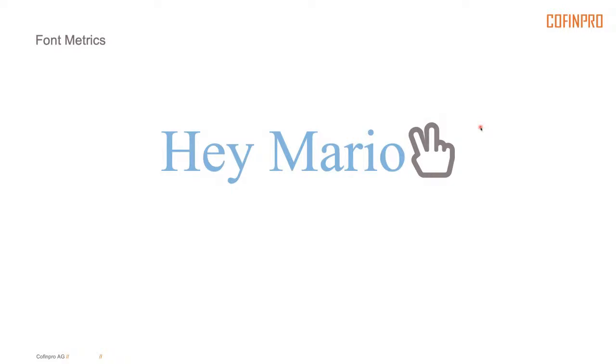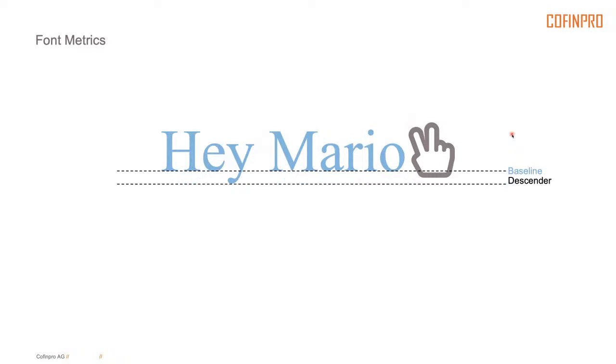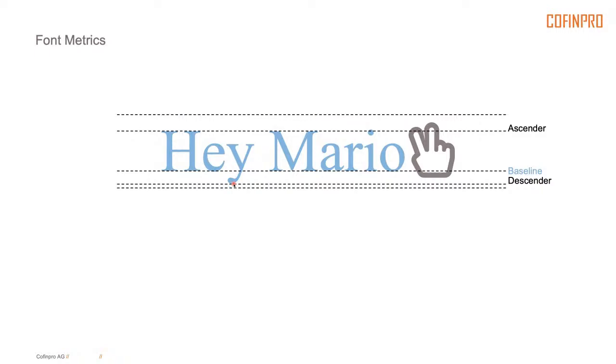So we do have the baseline. We talk about the Mario stuff first. So we talk about this Hey Mario text. Then we have a descender, where the Y comes together right there. Furthermore, we have an ascender. We have more white space, and that's basically what's called the content area of the font.